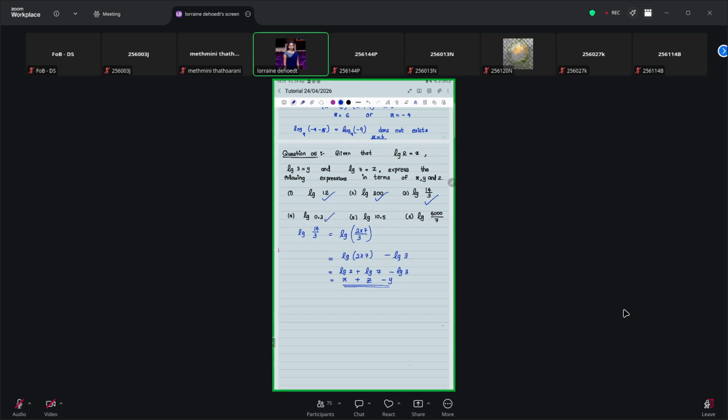Then what happened to the 0.3? LG 0.3, you can rewrite as 3 over 10, because LG means the base 10. That's why you can use 10 as well. So log 3 minus LG 10. Log 3 means y, so y minus 1, because log base 10 of 10 means 1. Okay, is it okay?